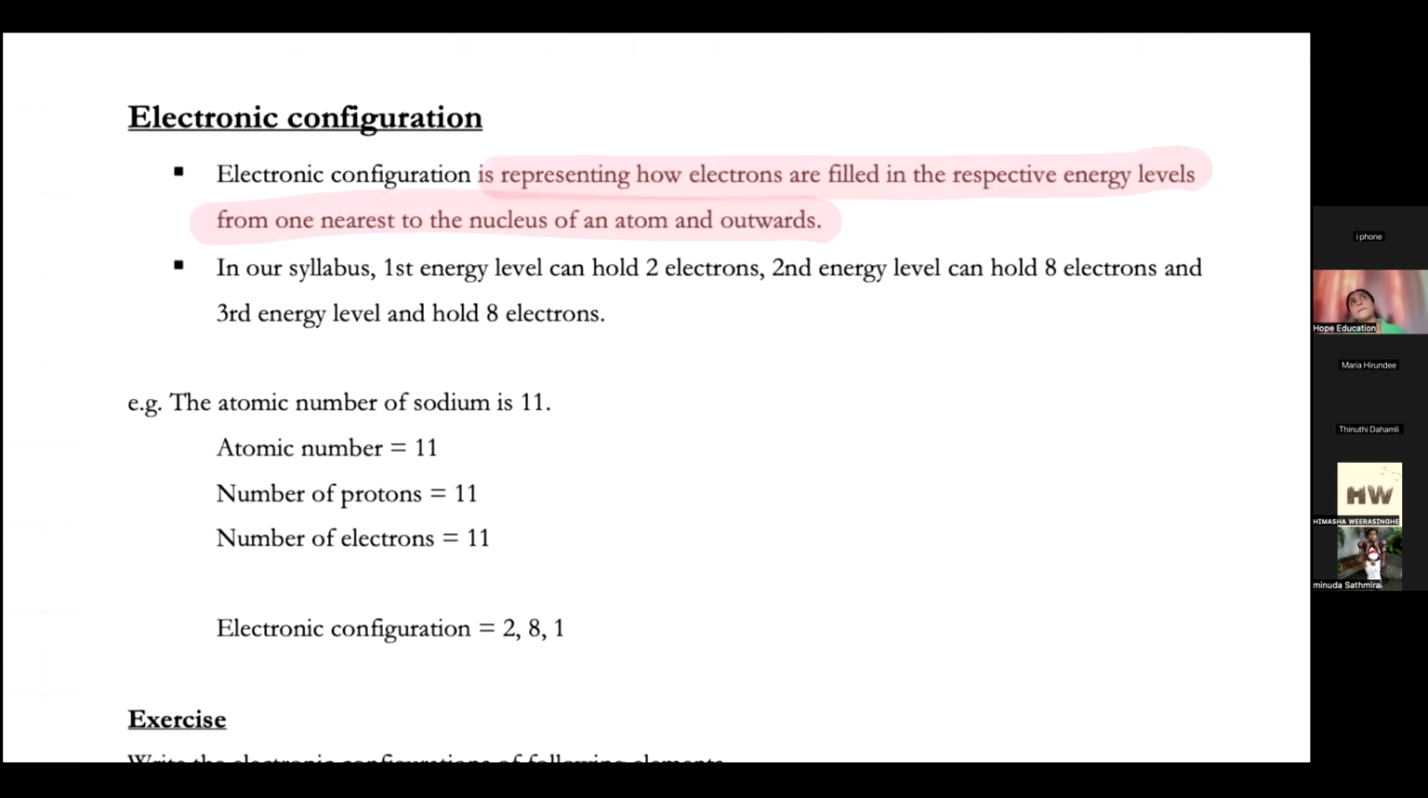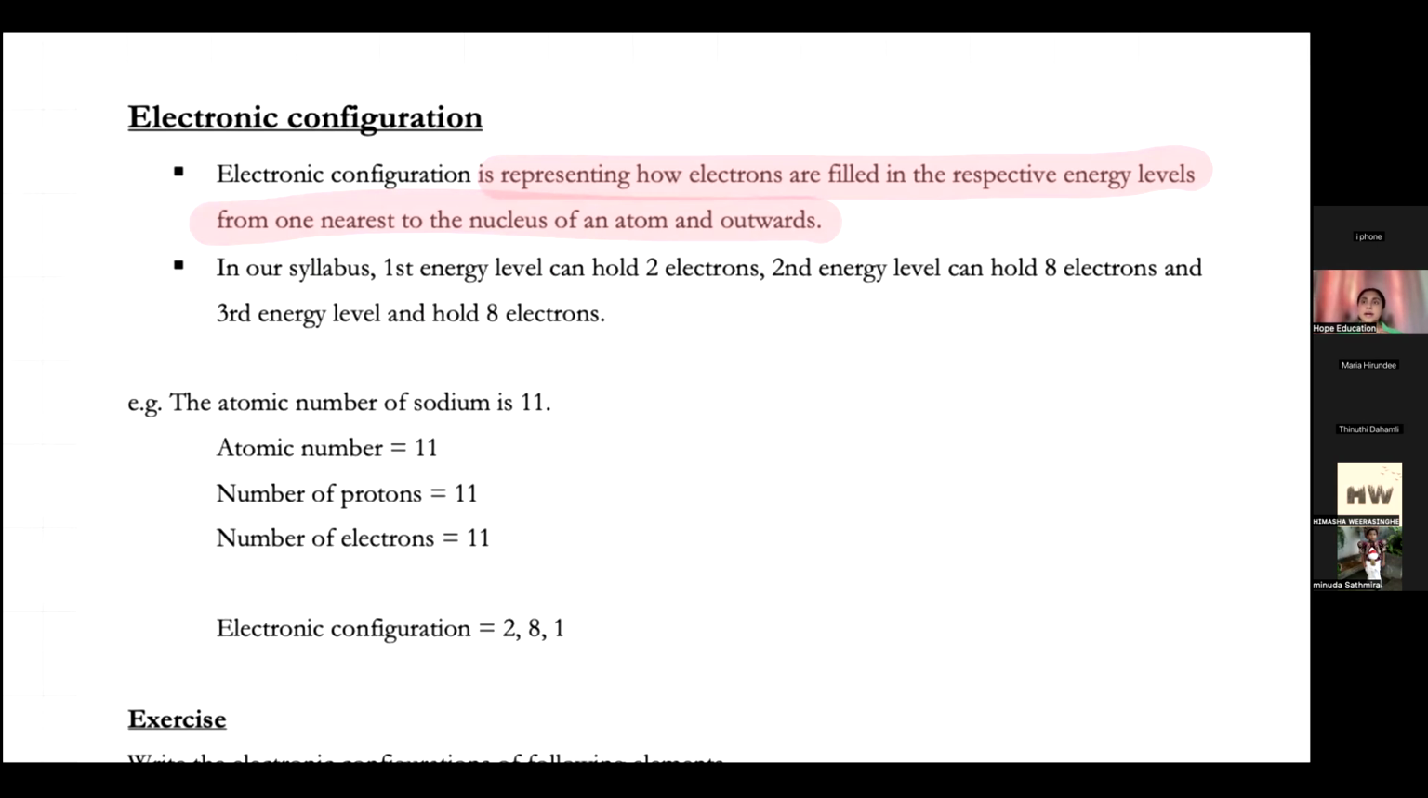Now we know in an atom, at the center, there is the nucleus. Around the nucleus, there are energy levels. No? So in each energy level, there are electrons. So writing how many electrons there are in each energy level is what we call electronic configuration. I will show you how to do it later.